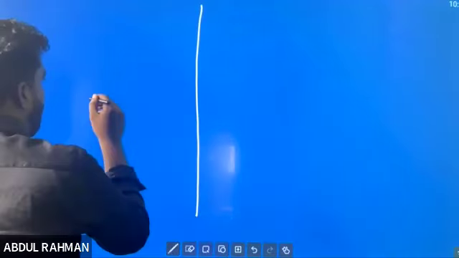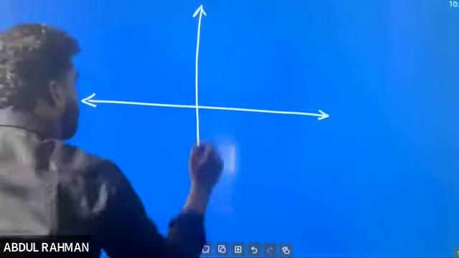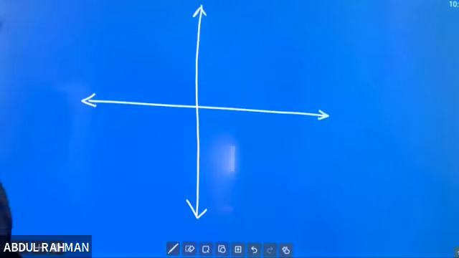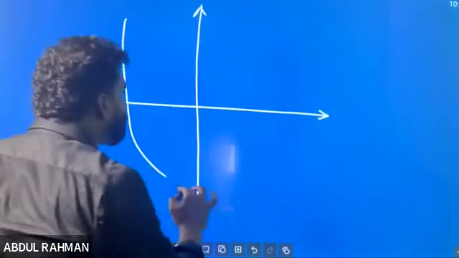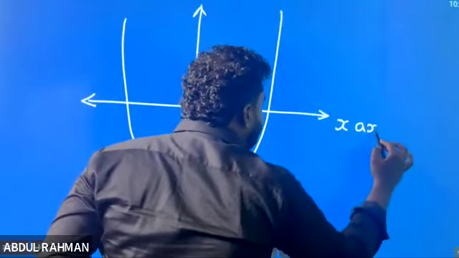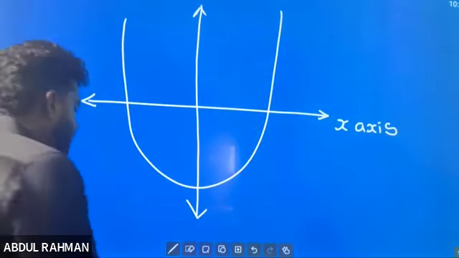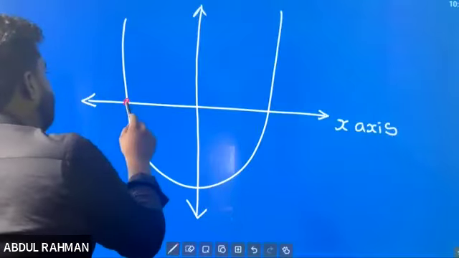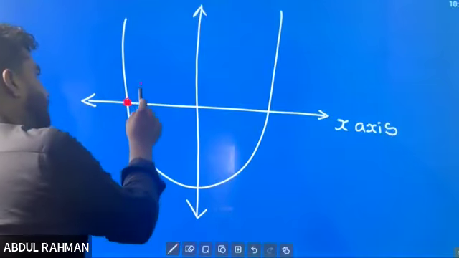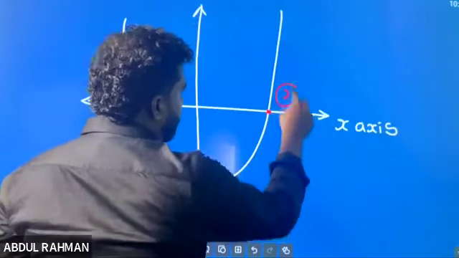Now look at the board. Roots of the graph. Obviously, even though it is a minimum graph or a maximum graph, the graph will surely cut 2 points in my x-axis. This is point number 1 for me. This is point number 2.